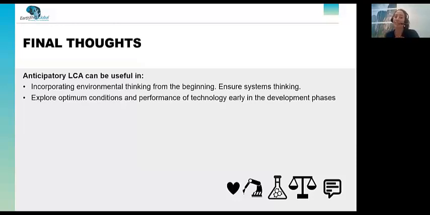Wonderful. The first is, could you please speak more about how the boundaries of an LCA affect their results, and how can you overcome doubt associated with LCA results due to this?